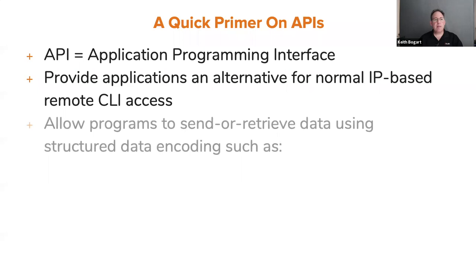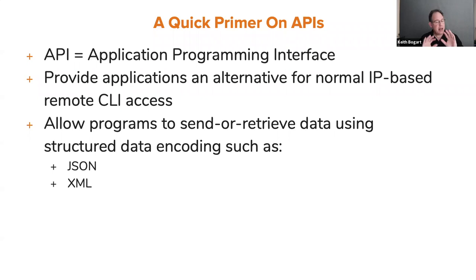And I mentioned that an API allows programs to send or retrieve data using structured data encoding such as JSON and XML. I'm not going to go into JSON and XML here. That is something that the CCNA will just want you to know at a real high level, the difference between them. They might show you some output saying, is this JSON output? Is this XML output? Or which one of these is JSON or XML? They don't expect you to know the nitty-gritty details of how to create your own JSON or your own XML. You don't have to worry about that. Just know at a real high level how they're different from each other.